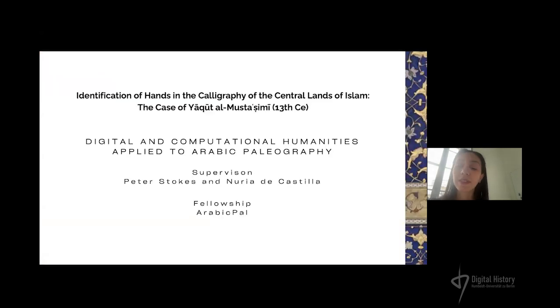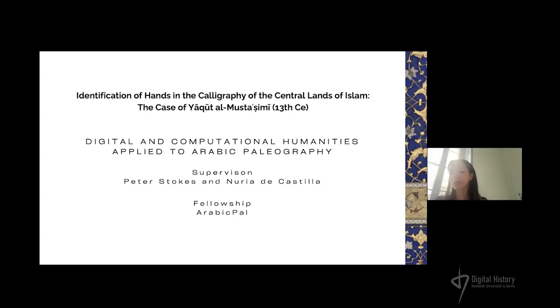So as you have said, Philip, I am a second-year PhD student here at l'École pratique des hautes études in Paris, and I work between two chairs. I'm in a double supervision between the chair of History and Codicology of Arabic Manuscripts, run by Nuria de Castilla, and the chair of Digital and Computational Humanities, applied to the study of historical writing, run by Peter Stokes. And my PhD topic has evolved a little bit since the start. I now work on scribe identification.